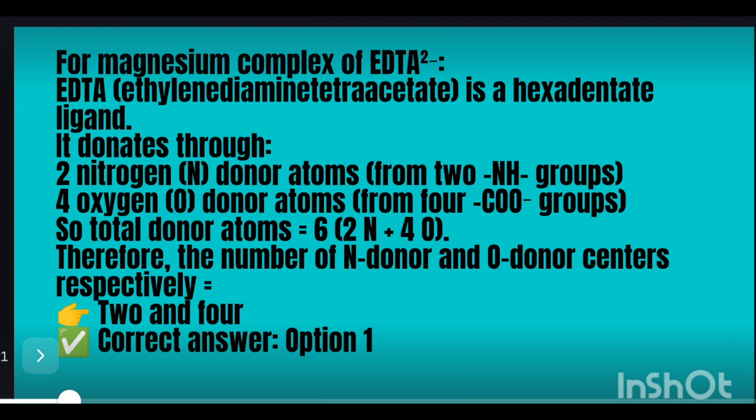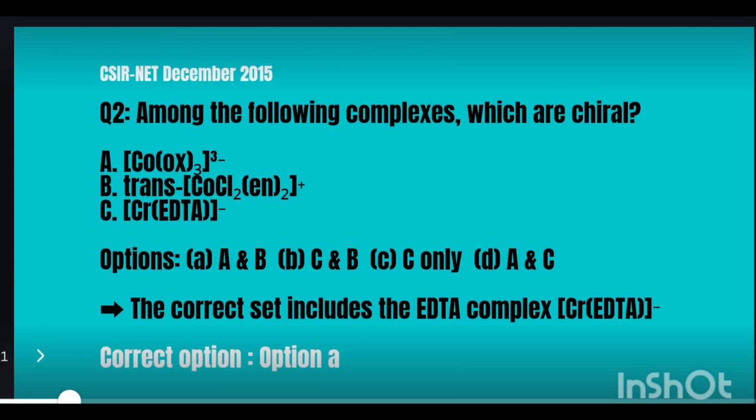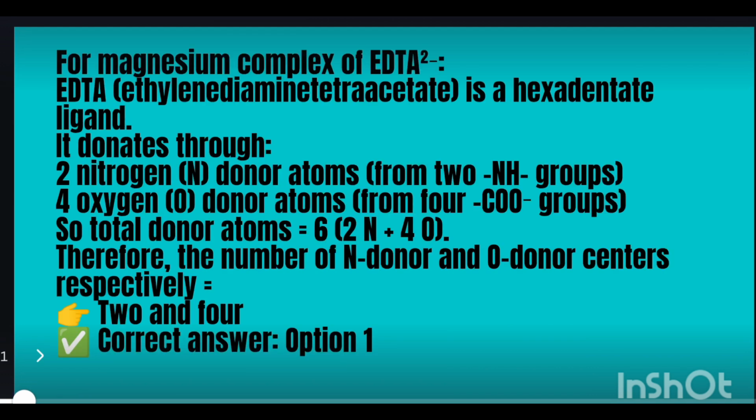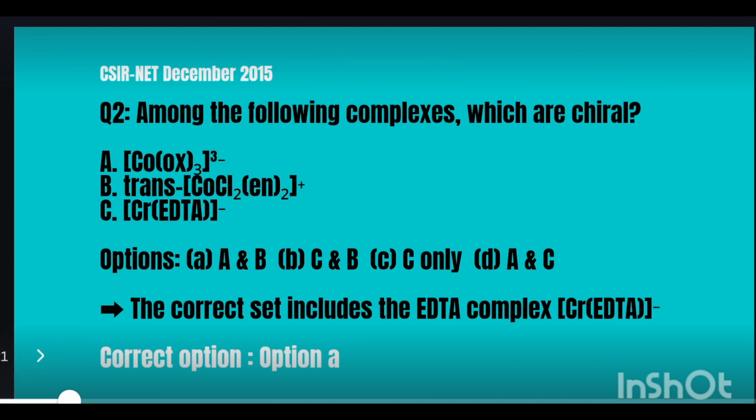We'll move to the second question. This was asked in CSIR NET December 2015. Among the following complexes, which are chiral? Option A, Co(ox)3 3 minus. Option B, trans Co(en)2Cl2 plus. Option C is chromium EDTA minus. Here the correct set includes the EDTA complex.